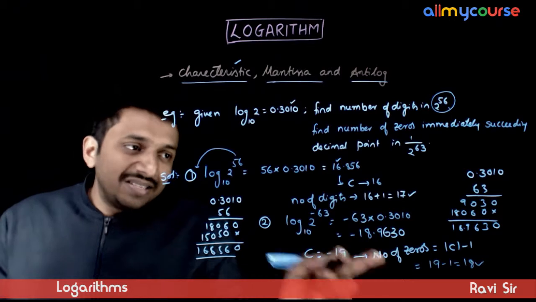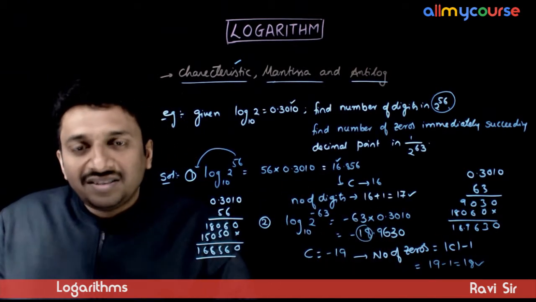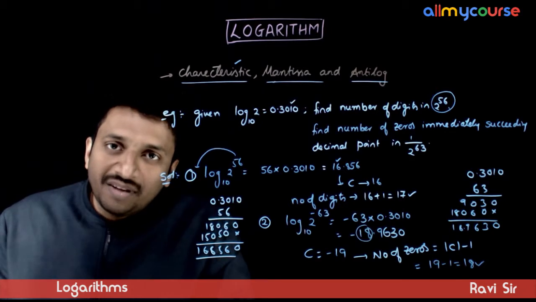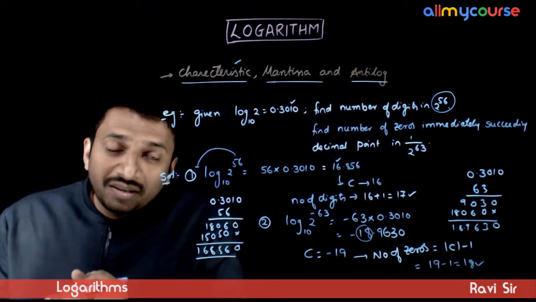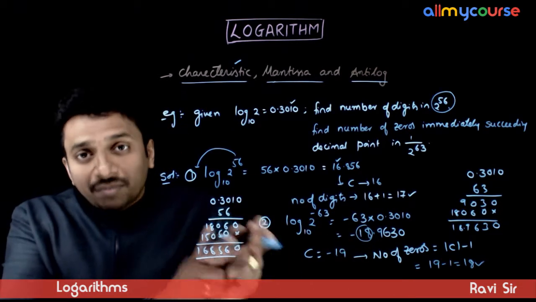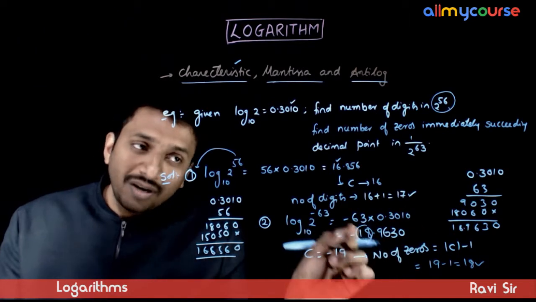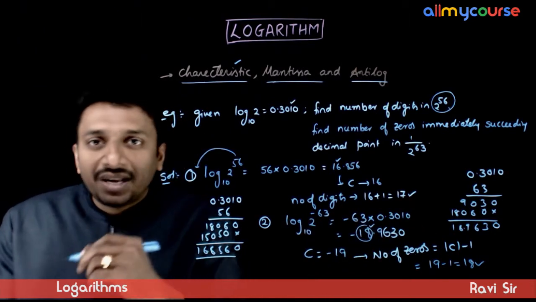So in another way, whatever number you get here, that will be the number of zeros immediately after the decimal point. So you can remember it as you want. You can calculate the characteristic by taking the number before this number and then subtract 1 from that after taking the modulus, or you can directly report this number as the number of zeros.